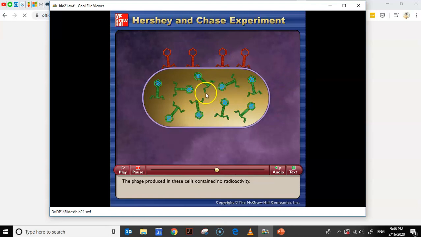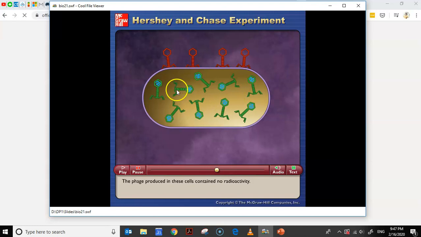What do you expect when the DNA is going inside the bacteria? You expect that DNA can make the coat protein by itself. What kind of coat protein will be made? The coat protein without any radioisotope. So that's what happened. DNA was transferred inside the bacteria, and the coat proteins were made without any radioisotope because there is no radioisotope amino acid inside the bacteria.